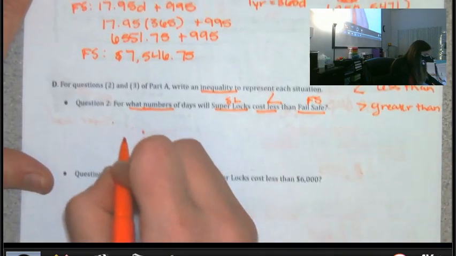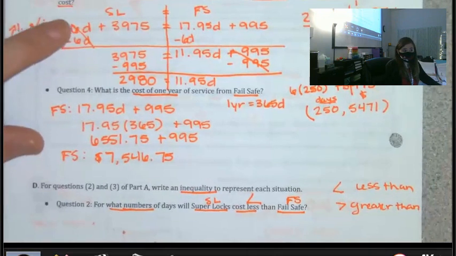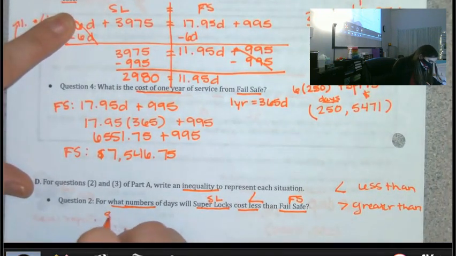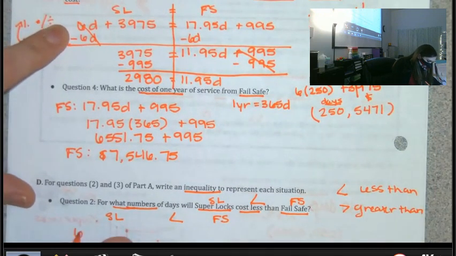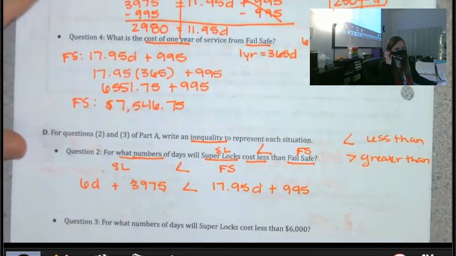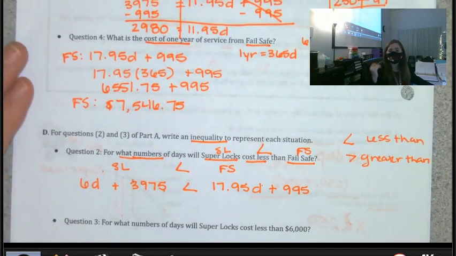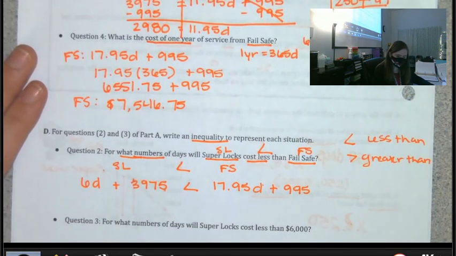Okay. All right. And when they ask you to write the inequality, you're going to use your equations up here. All right, so superlocks needs to be less than failsafe. And my equation for that was 6D plus 3,975. Bring down my inequality of 1795D plus 995. Okay. And that's all we got to do. It just asks us to write the inequality. We did not have to solve it. All right.